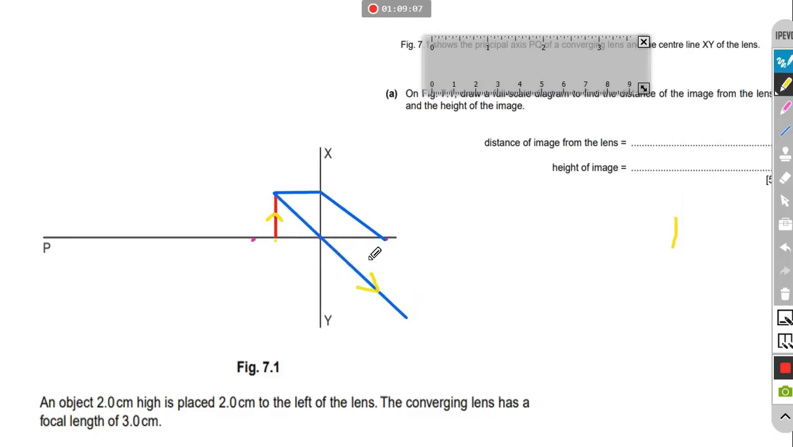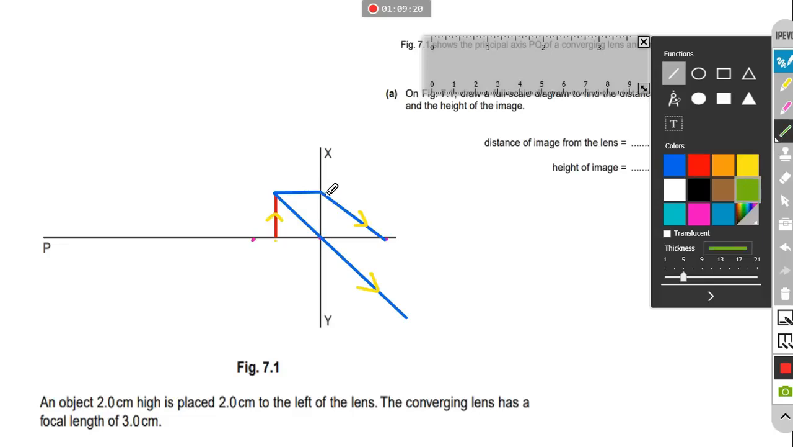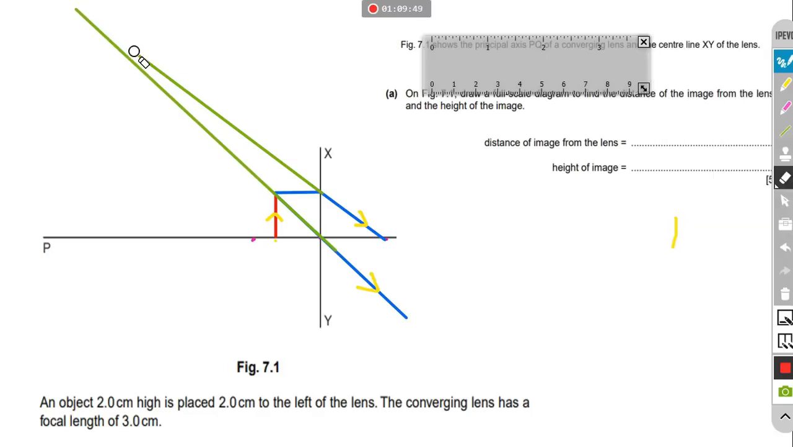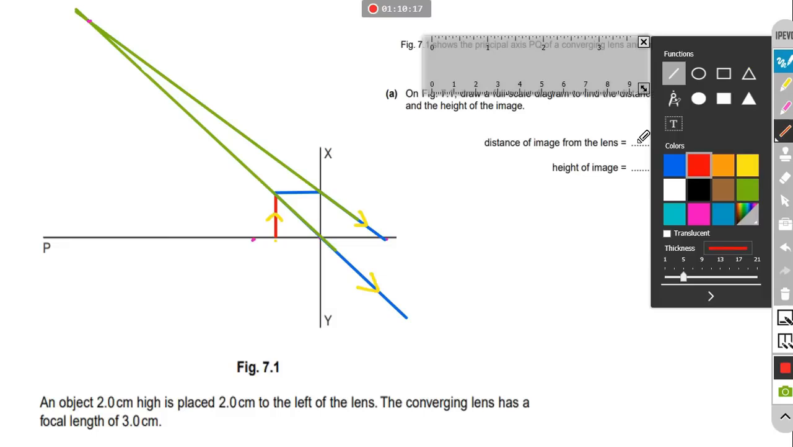Now we need to extend those rays. Let me draw the direction of the rays. So let's extend those rays. To extend them, I'll use another color. Same goes from here. Okay, this was short. Let me elongate this. I'm going to erase this one. And that's the intersection point. So we're going to label it. And from there, this is the image.